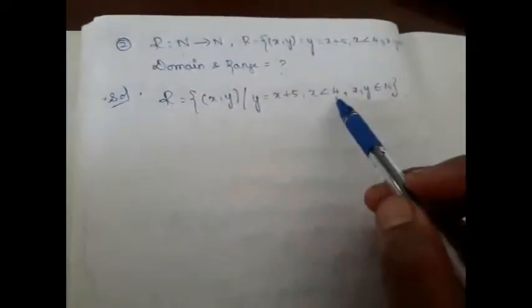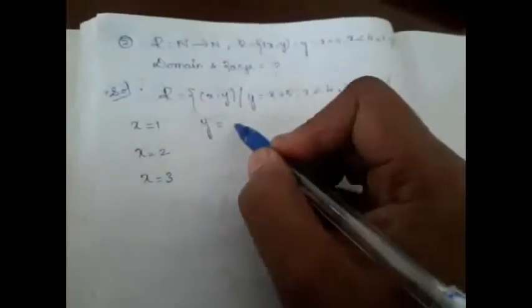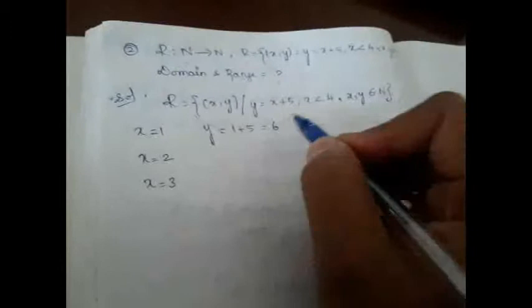Now first we have to choose the values for x. So it is clearly given, it is set of all natural numbers, so it starts from 1 and it should be less than 4. So which are all the values you can take? x is equal to 1, x equal to 2, x equal to 3. Only these three values you can take because it is given strictly less than 4. Now what will be the value for y? 1 plus 5 is 6. And it is set of ordered pair x comma y. So first ordered pair is 1 comma 6.